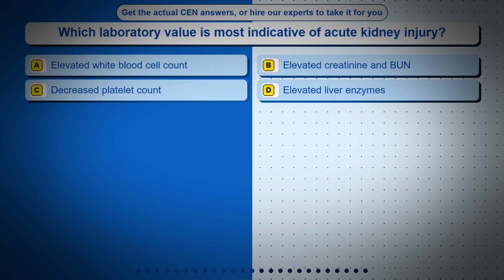Question 13. Which laboratory value is most indicative of acute kidney injury? Option A, elevated white blood cell count. Option B, elevated creatinine and BUN. Option C, decreased platelet count. Option D, elevated liver enzymes.